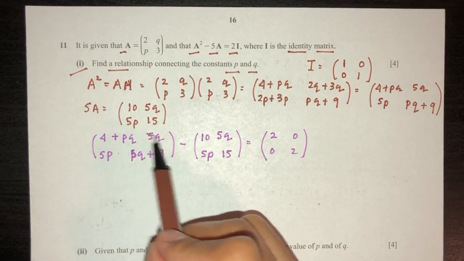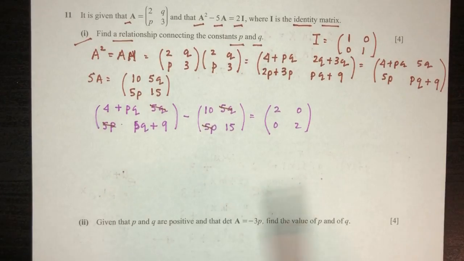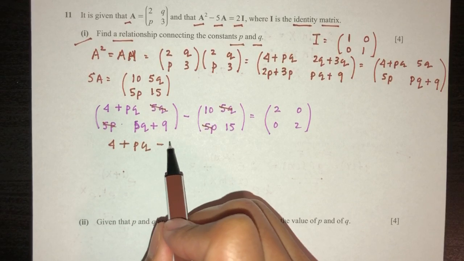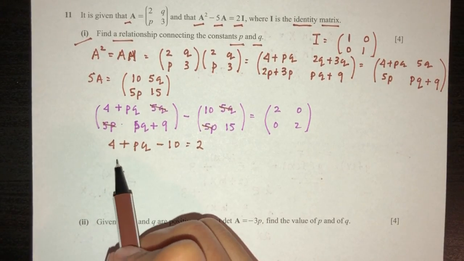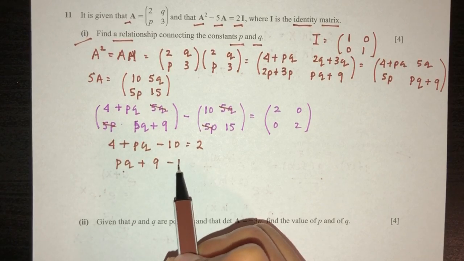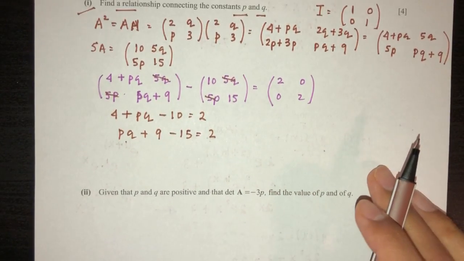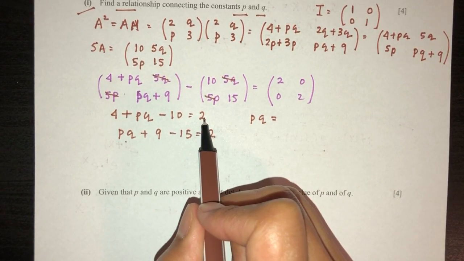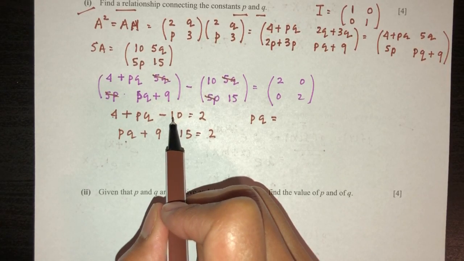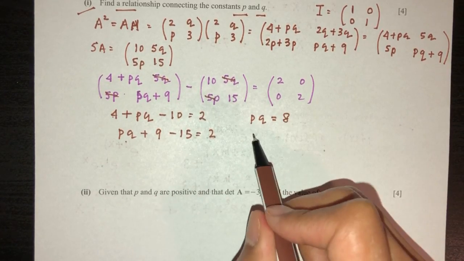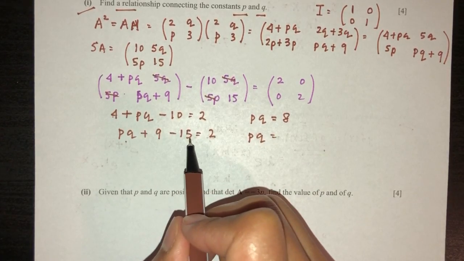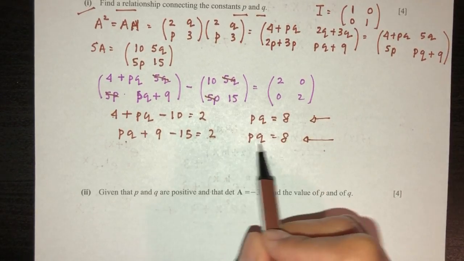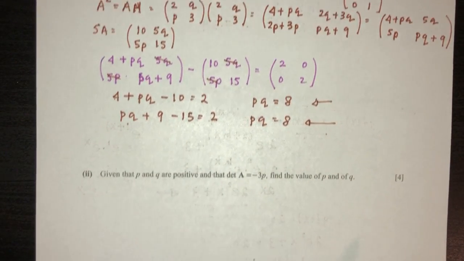As you can see, these cancel out. So you will have 4 plus pq minus 10 is equal to 2, and you have pq plus 9 minus 15 is equal to 2. So let's simplify the first equation. You will have pq equal to 2, so 4 minus 10 will be minus 6, plus 2, that will be 8. And pq equals 9 minus 15 will be minus 6, that will be 8 as well. So here you go, that is your equation connecting p and q. P times q will be 8. That will be part 1.